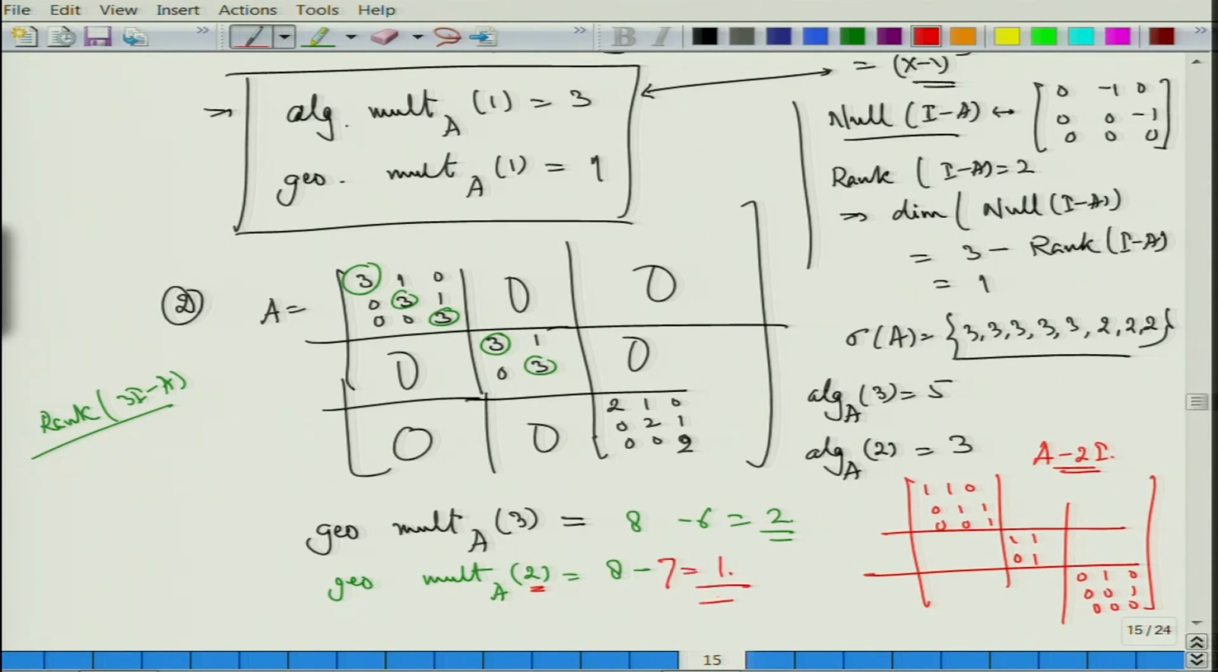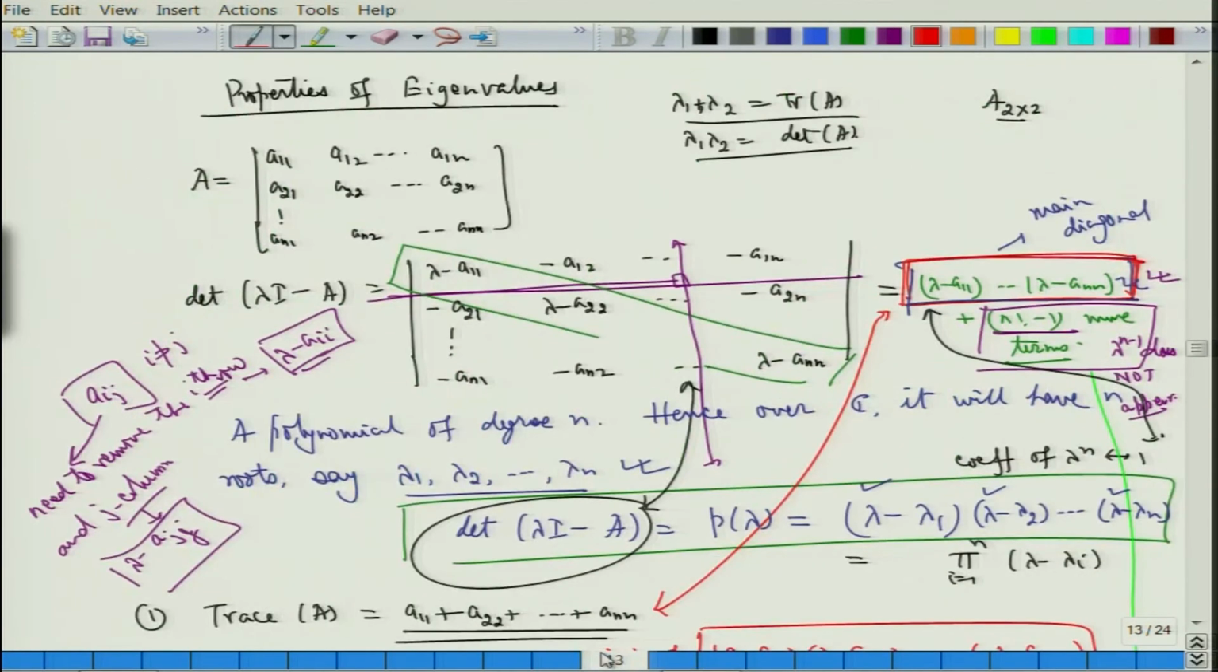So, you can see here that this matrix is not a diagonal matrix, and looking at the previous examples also, whenever our matrix was not a diagonal matrix, this number is not the same as this number. The algebraic multiplicity is 5, the geometric multiplicity is 2; the algebraic multiplicity is 3, the geometric multiplicity is 1. Look at previous examples also, wherever we have looked.